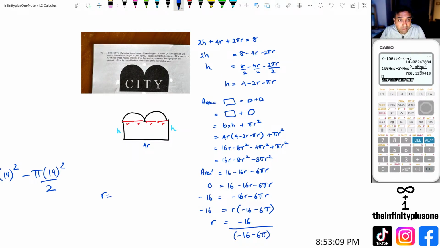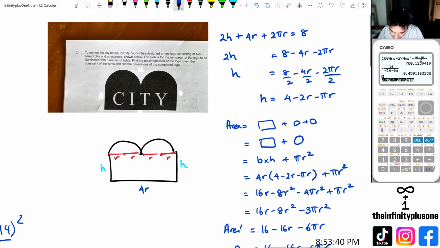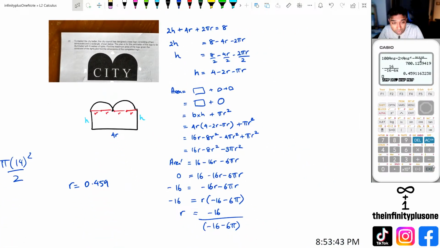So therefore r is going to be equal to what? Negative 16 divided by negative 16 minus 6 pi. So I've got r equals 0.459. Now the question is asking you to find the maximum area and the dimensions, so the dimensions of the completed logo as well.